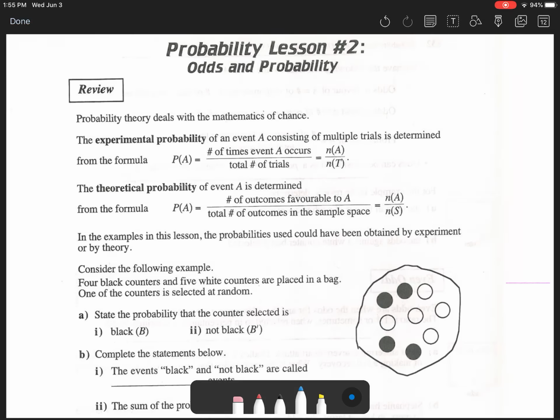Hi, Math 30-2's probability lesson 2, odds and probability. So we're going to learn the big difference between those two terms today, okay? So basically at the top it says probability theory deals with the mathematics of chance.